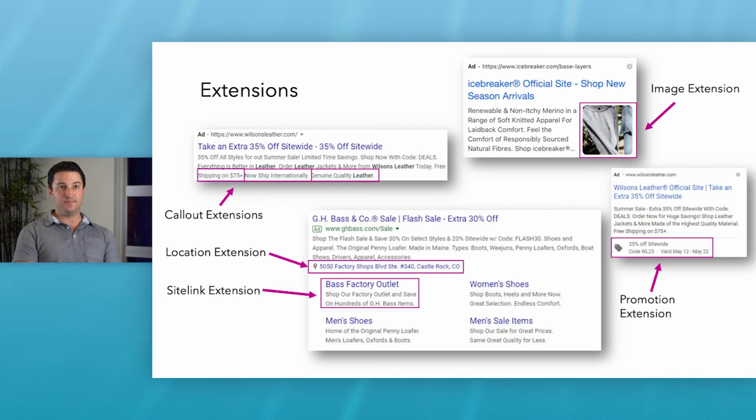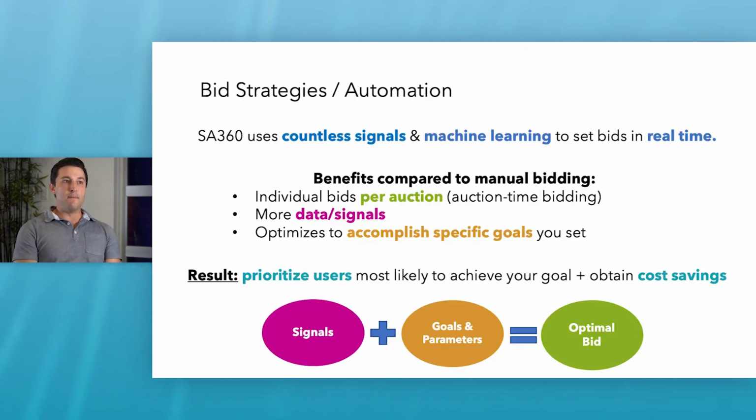Let's talk about bid strategies and automation, which is something Blue Moon has adopted for over 95% of our campaigns in all accounts. Search Ads 360 uses a number of signals and machine learning to set bids in real time. There are a lot of benefits to using this, including time savings from actually going in and manually bidding, individual bids per auction in real time, a number of different data and signals, and it optimizes towards specific goals.